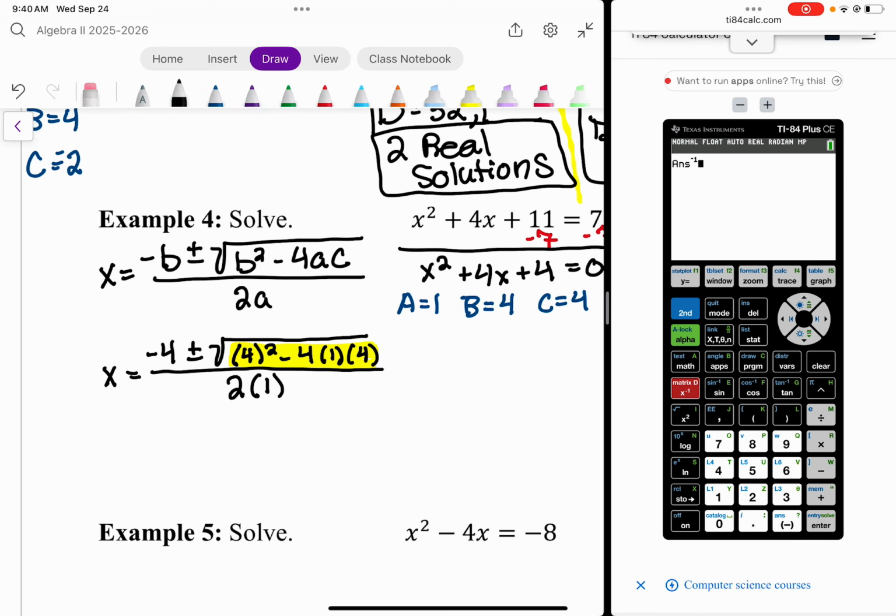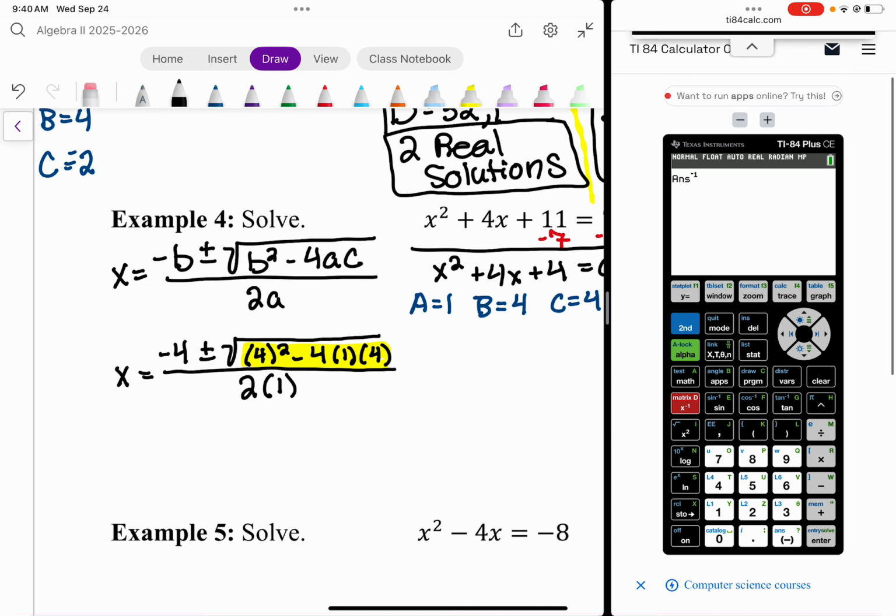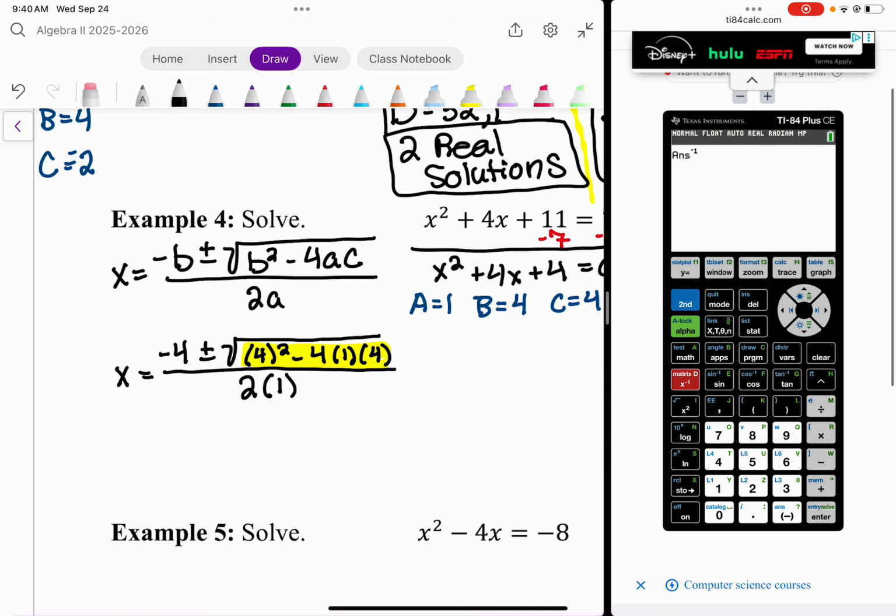answer. So on your calculator or by hand, oh, my calculator is frozen over there. That is not working. Oh, here we go. Okay, there it goes. Sorry about that.